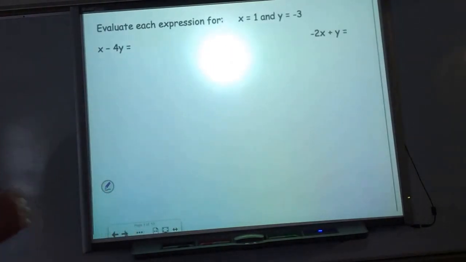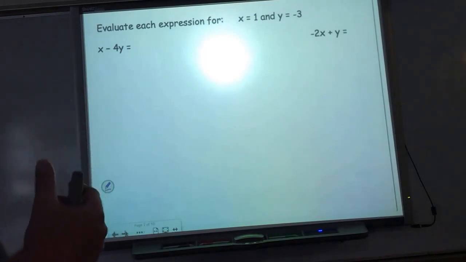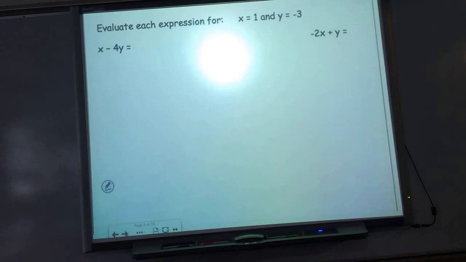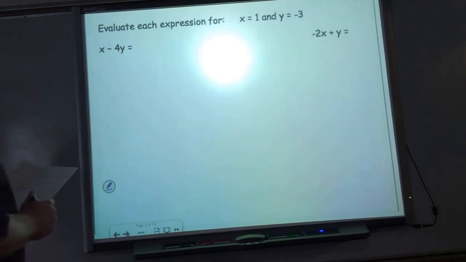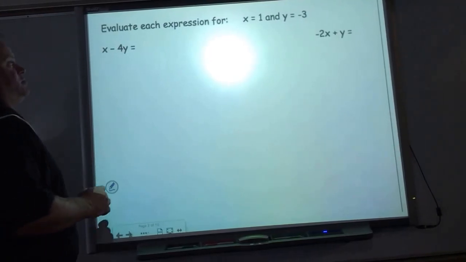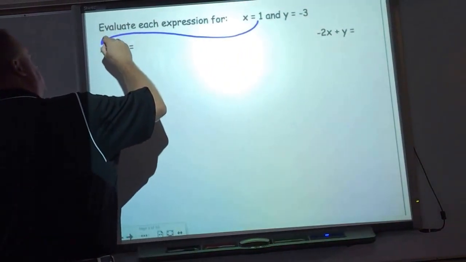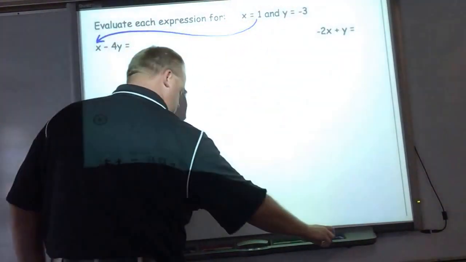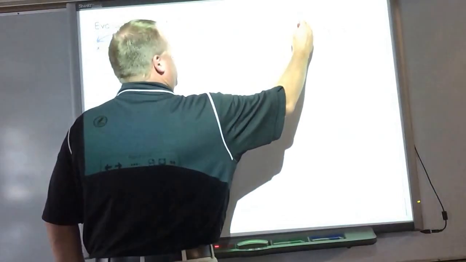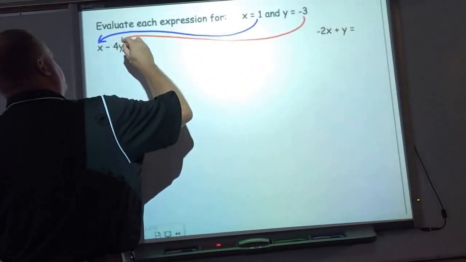Here we go. So let's get our brains warmed up and start thinking about what we're going to be doing. And so I want to evaluate each expression for when x is equal to 1 and y is equal to -3. So what does that mean? Well, I'm going to think about input and output, and I want to substitute in 1 for this x, and I'm going to substitute -3 for this y.